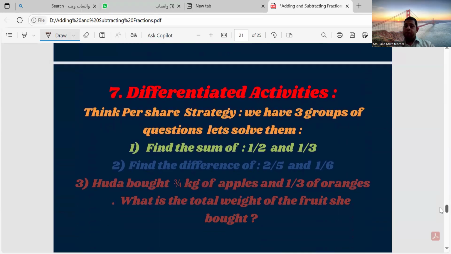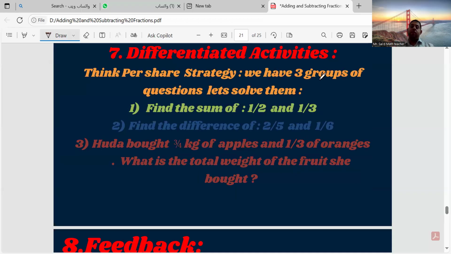Here we have another activity about differentiated activities. So I prepared 3 questions for you: one easy, the second intermediate, the third more difficult. Okay, about real life problems. You can read them and think. So we can use the think pair share strategy, okay?